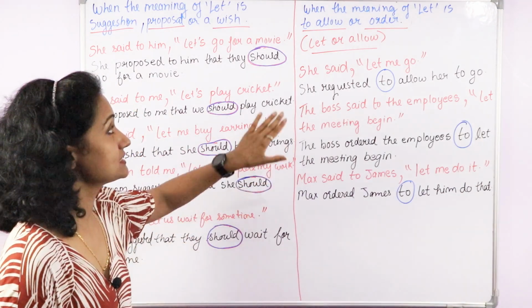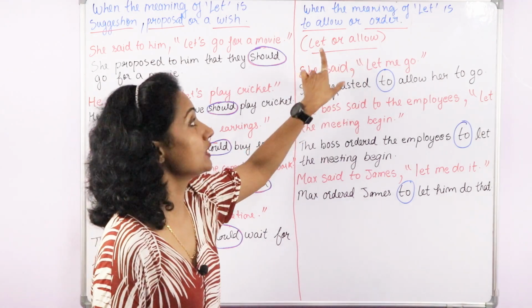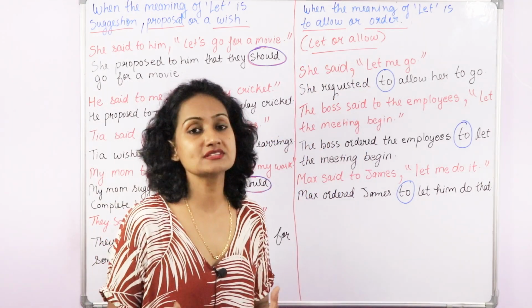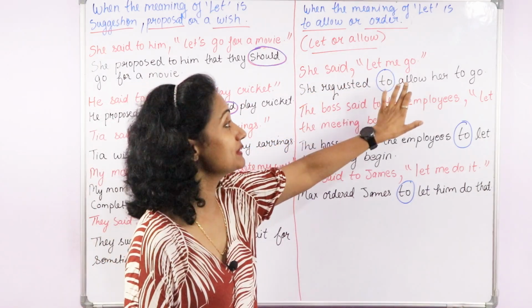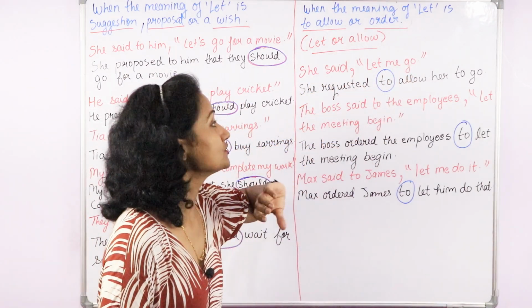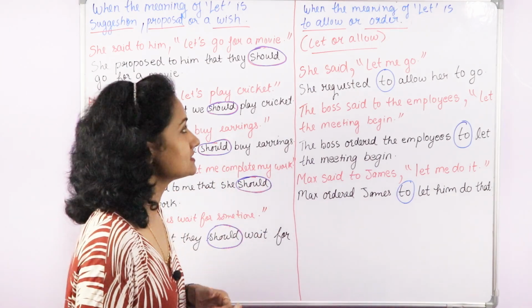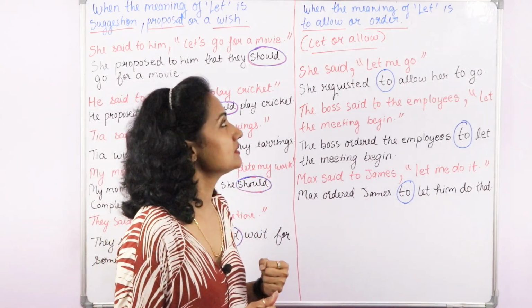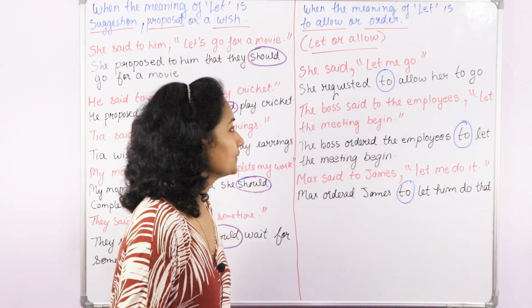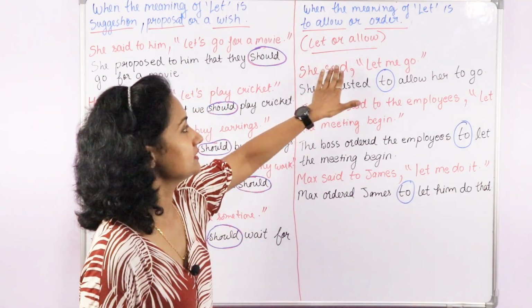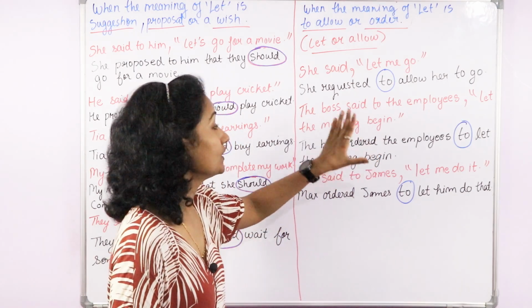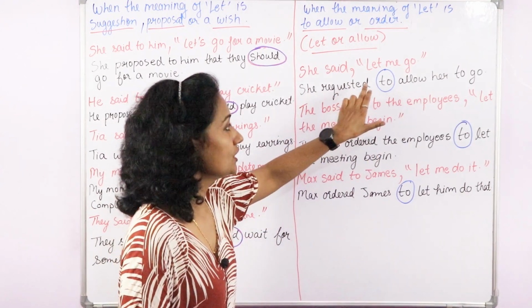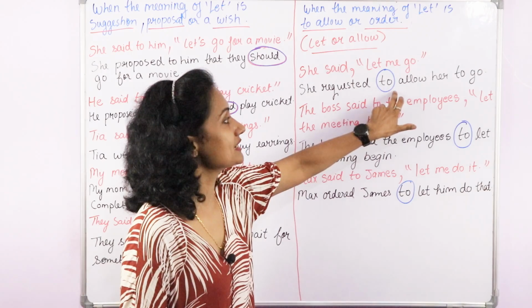Now next is, when the meaning of let is to allow or order, then how are we supposed to report the message? She said, let me go. Okay, so what do you think? Is it an order or a request? Okay, so it's a request. She is saying, please allow me to go. Let me go. So she requested to. So here we are going to connect with to.